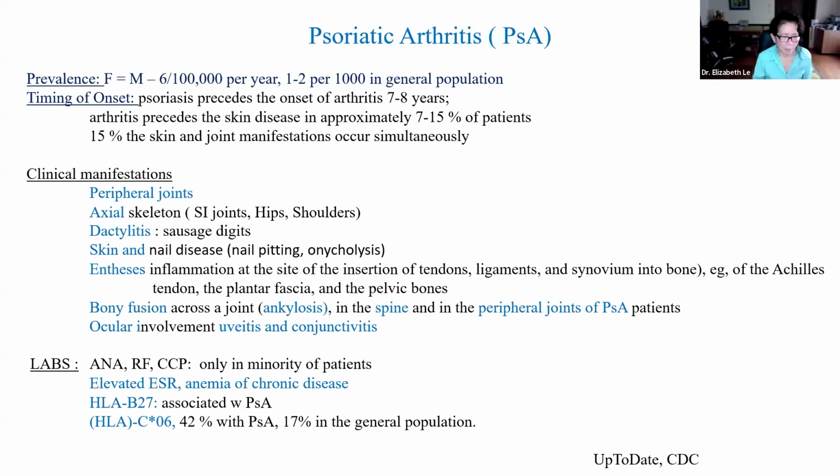So you draw labs: ANA, rheumatoid factor, anti-CCP, and the patient most likely has elevated sed rate and anemia of chronic disease. HLA-B27 can be associated with psoriatic arthritis, and HLA-C06 can occur in about 42% with PsA, versus 17% in the general population. Next slide.